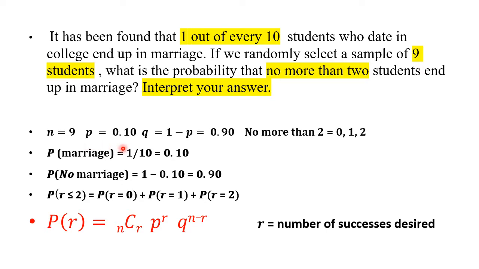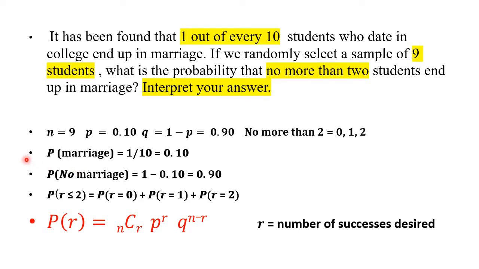P, which is the success, ending in marriage, is 0.10. Q is 1 minus P, which means 1 minus 0.1, which is 0.9, or 90%. And no more than 2 means we're looking at the probability of 0, the probability of 1, and the probability of 2. It is important for you to write these statements, because from these statements you will be able to compute using the formula.